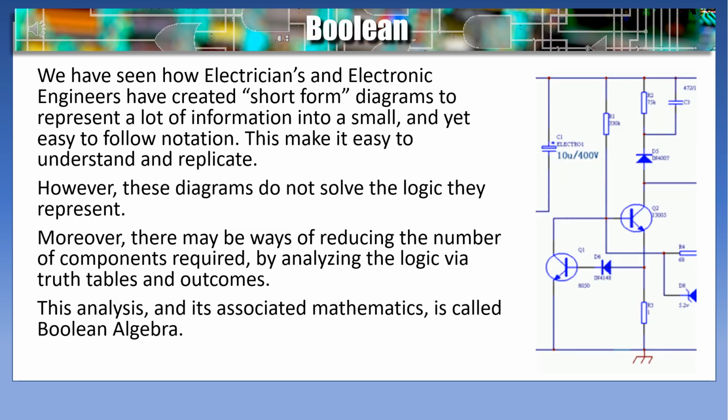We have seen how electricians and electronic engineers have created short-form diagrams to represent a lot of information in a small and yet easy to follow notation. This makes it easy to understand and replicate. However, these diagrams do not solve the logic they represent. Moreover, there may be ways of reducing the number of components required by analyzing the logic via truth tables and outcomes. This analysis and its associated mathematics is called Boolean algebra.